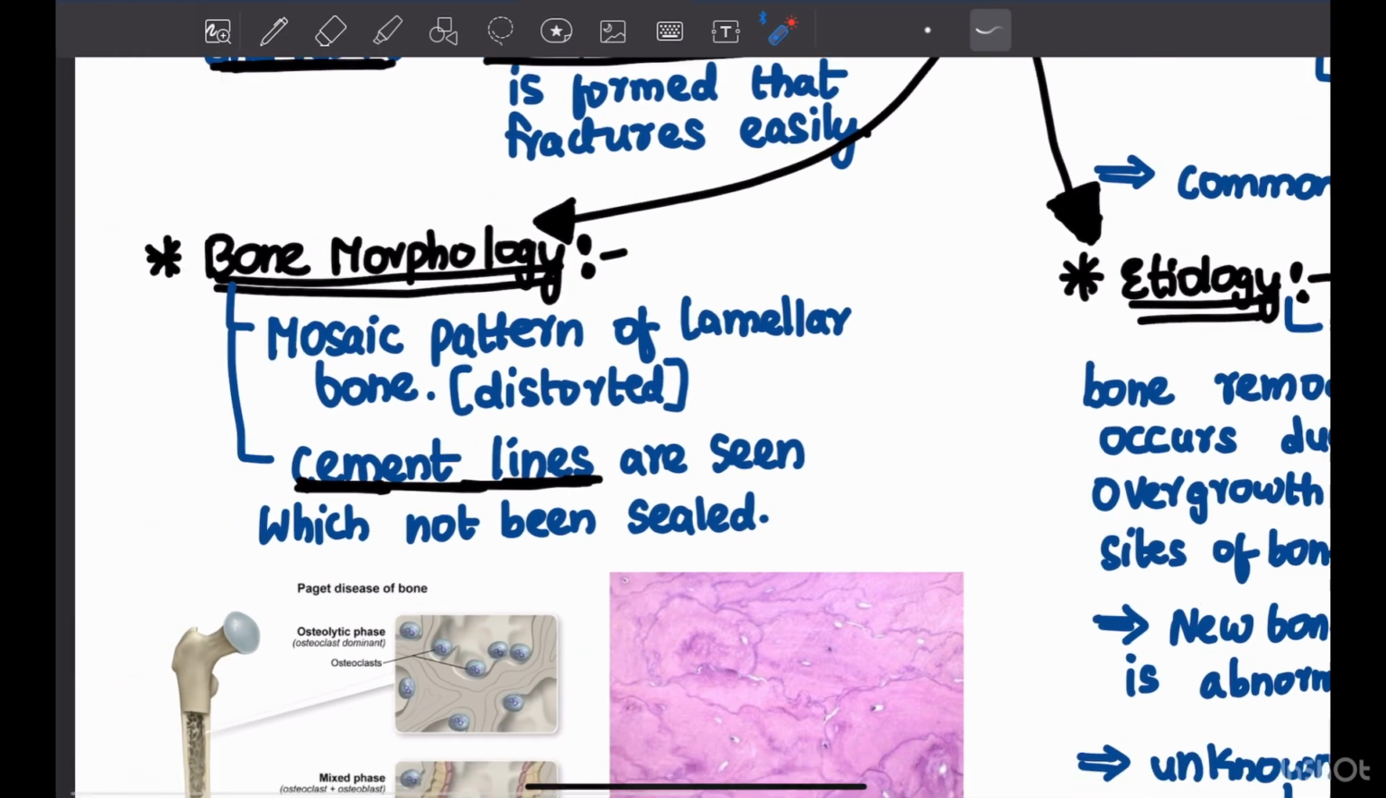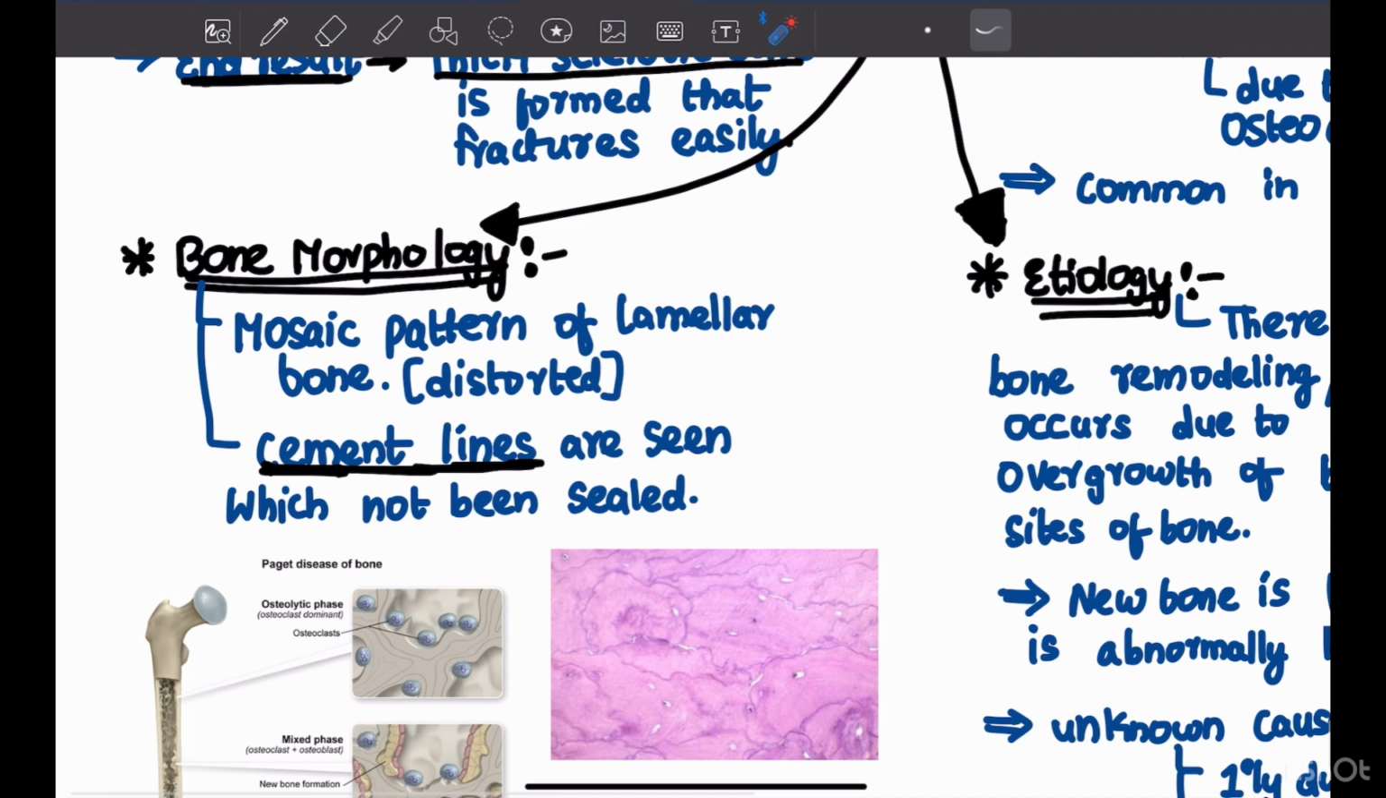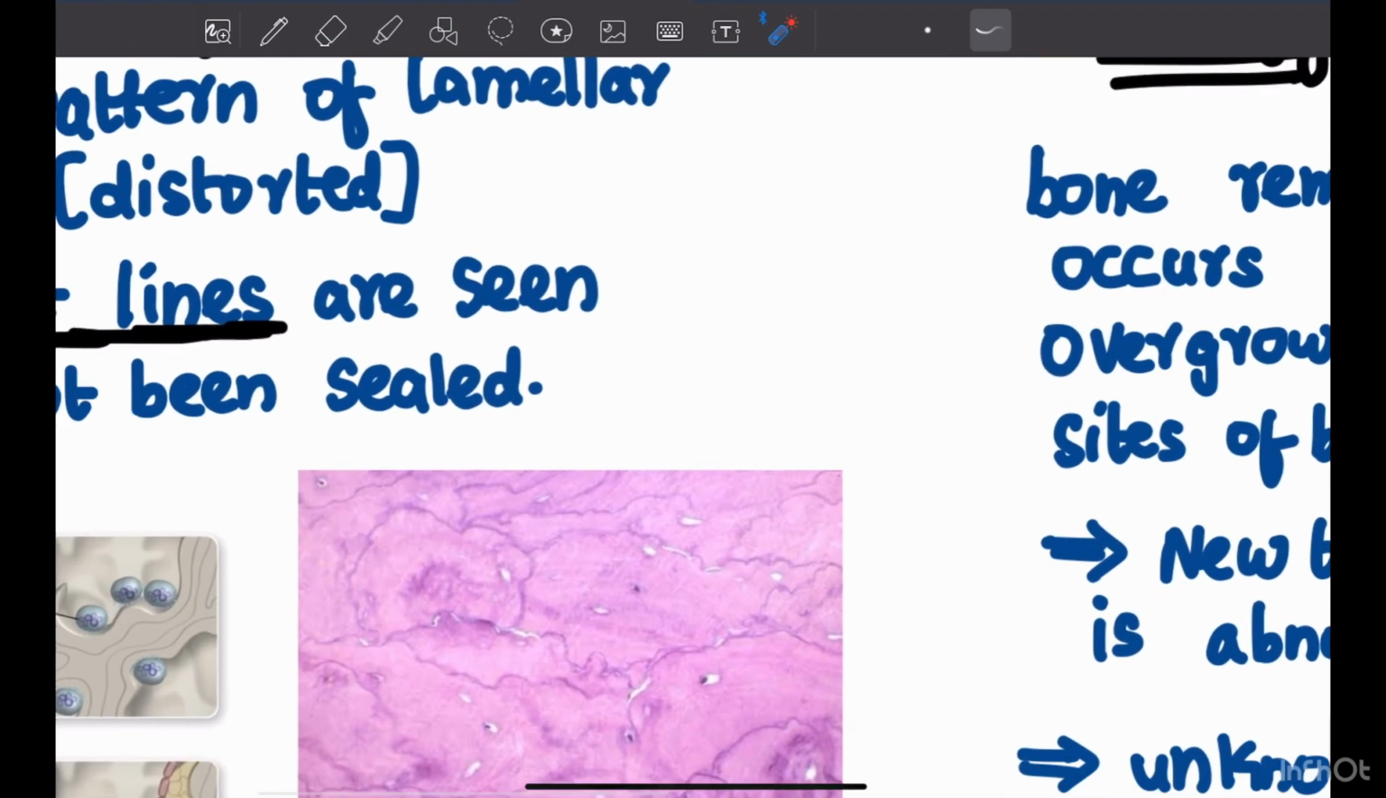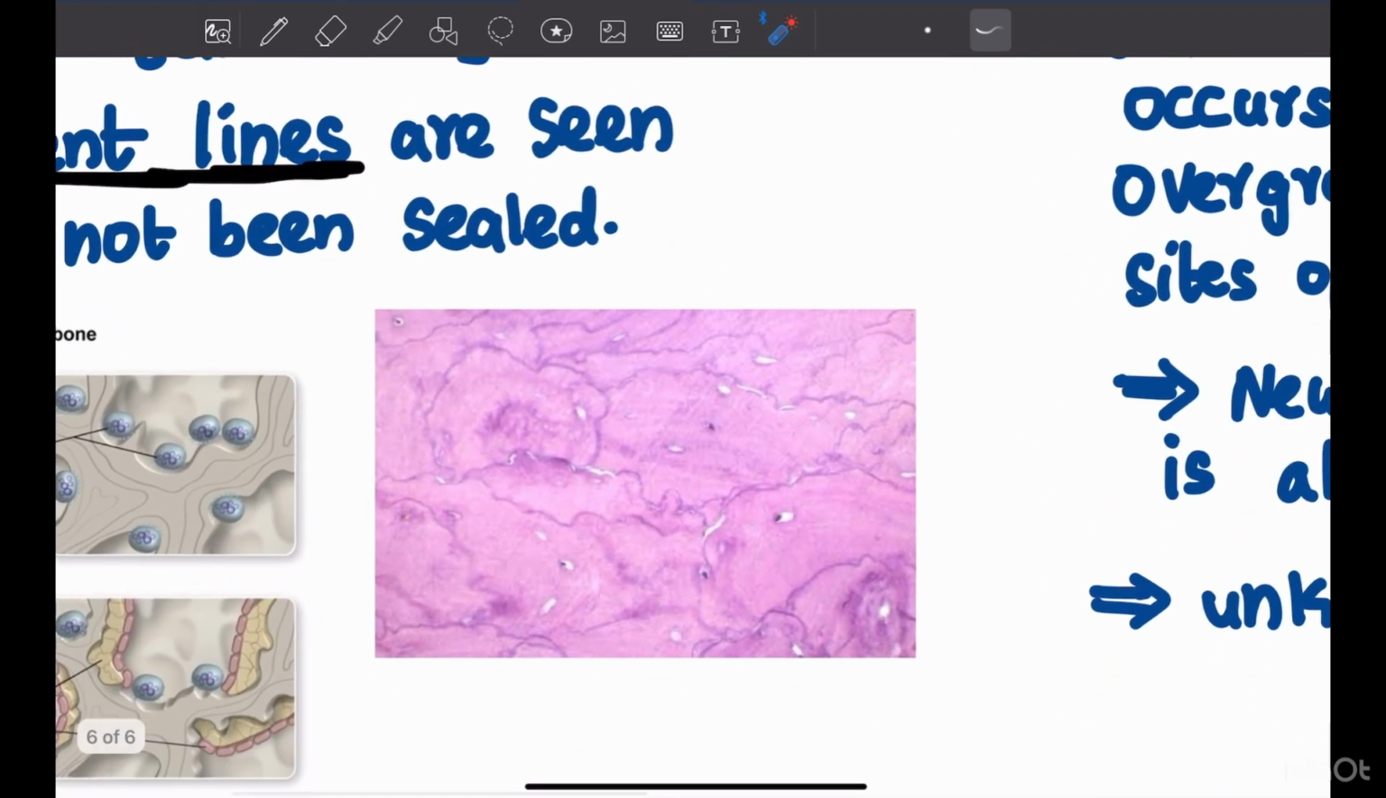Let's come to bone morphology. A mosaic pattern of laminar bone is seen, which is distorted. Cement lines are seen, which are not sealed. Laminar bone is nothing but a mature bone which is formed due to remodeling of immature woven bone. This is what the bone morphology slide looks like. These are cement lines.